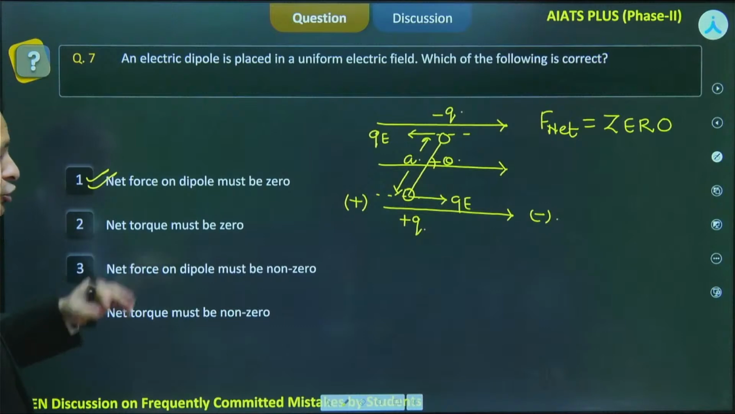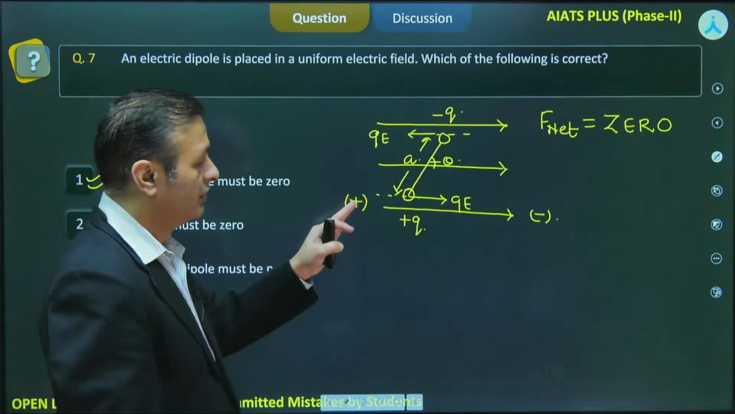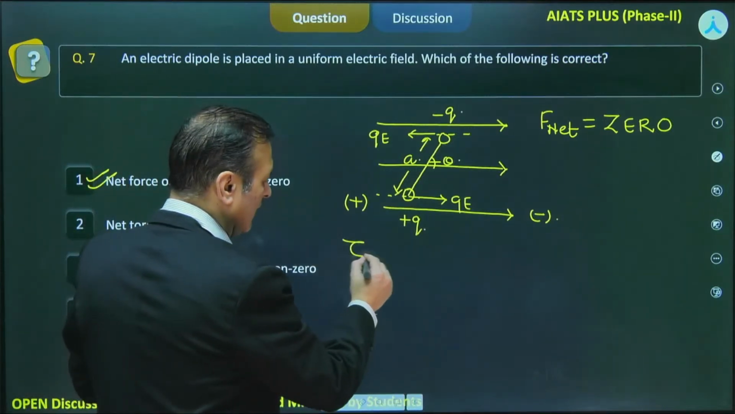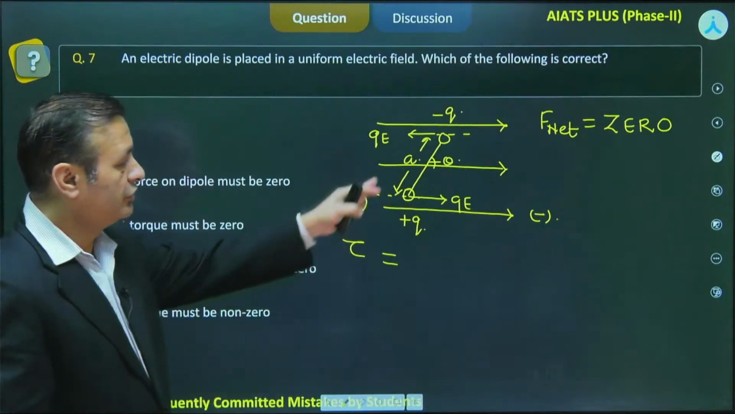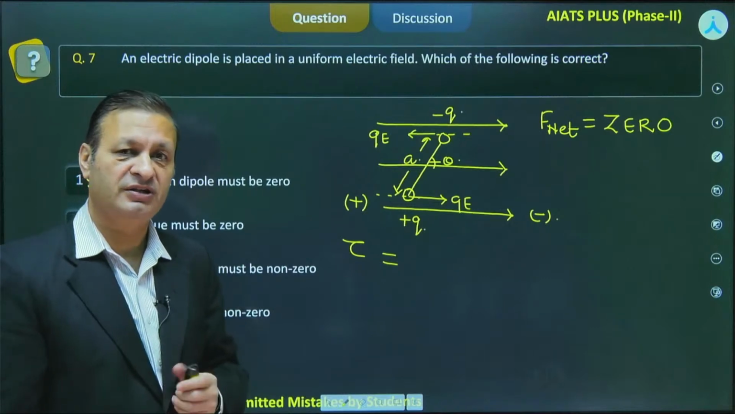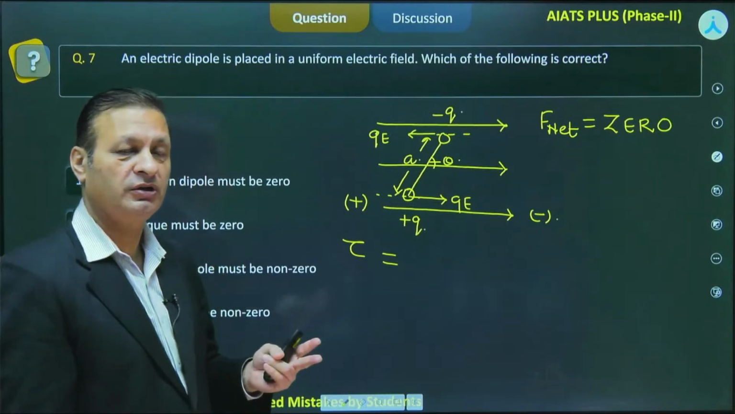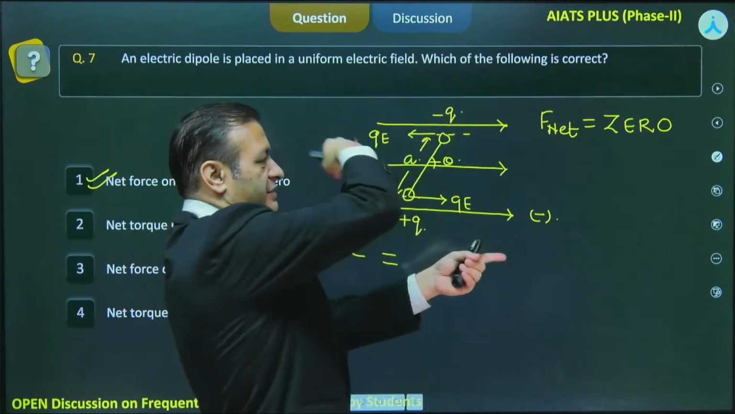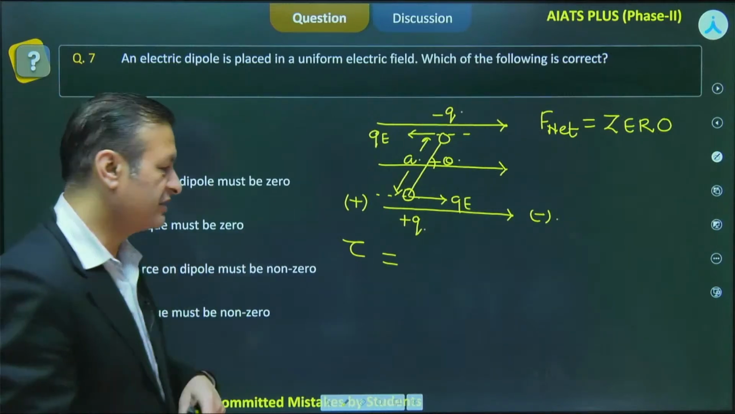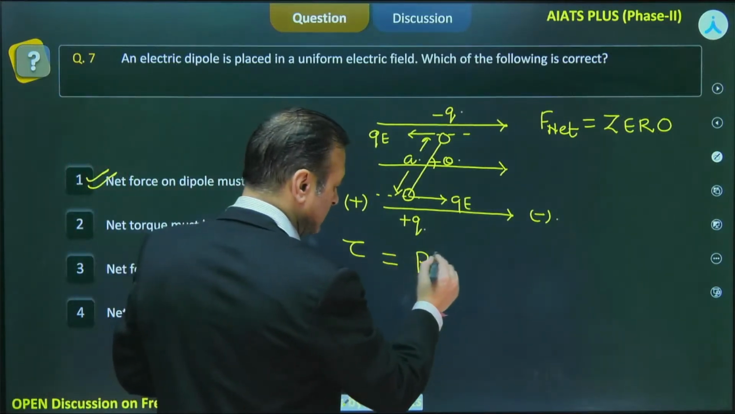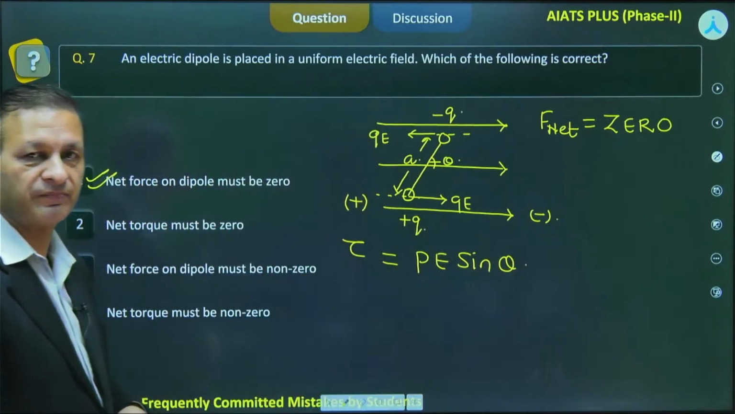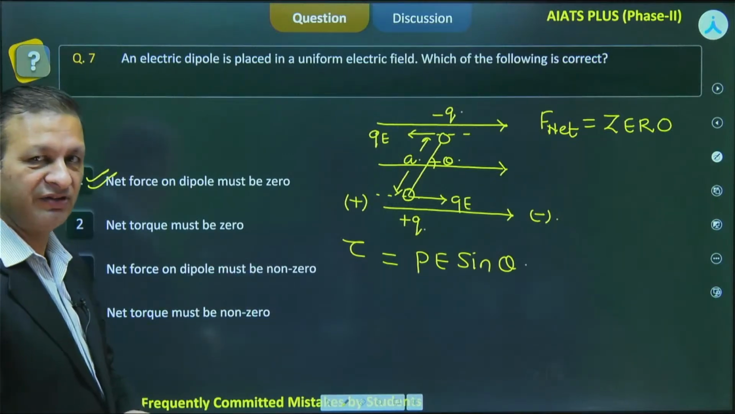Yes. Net torque. So let's understand, do we have the concept of torque? Though these two forces are equal and opposite, their lines of action are different. So they have a tendency to rotate this dipole, and this torque is given as pE sin theta. So definitely torque is there.